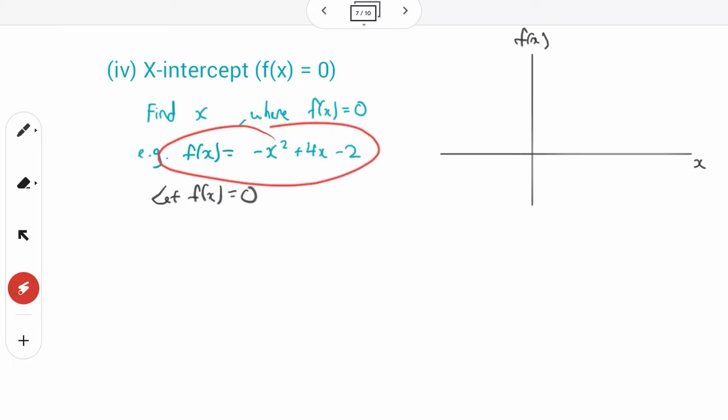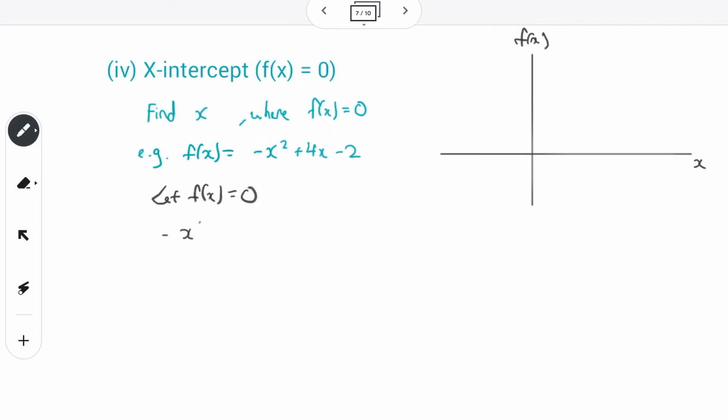So taking this function as an example, we let -x squared plus 4x minus 2 equal 0, and this is where we solve for quadratic equations, which is something that Hazel has taught you in a previous video. So do please check up on that if you're unsure as to how to solve quadratic equations. So here, I'll go through it very quickly. I'm going to use the fastest method, which is to use the quadratic formula.